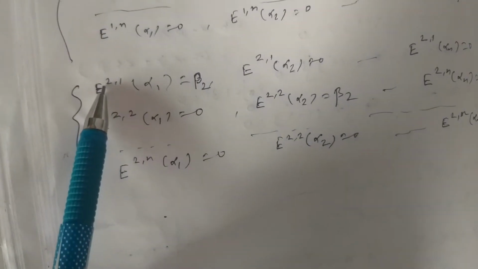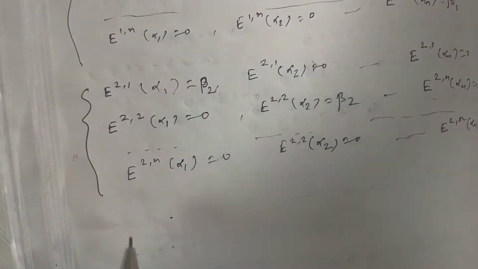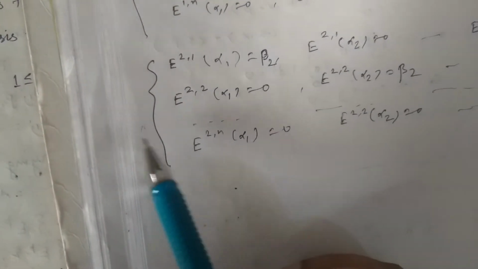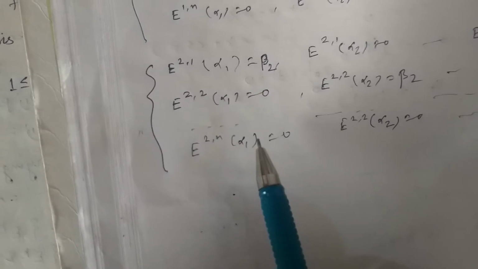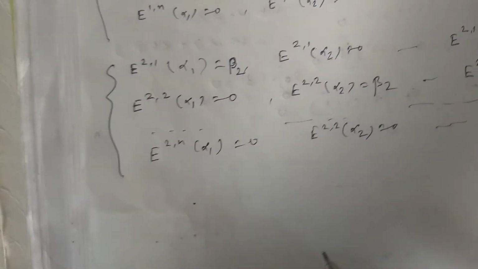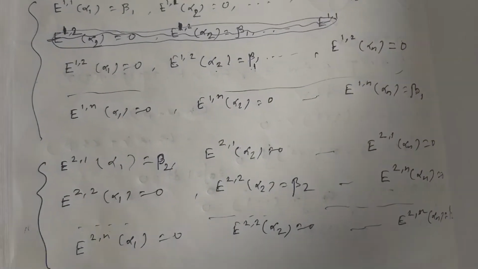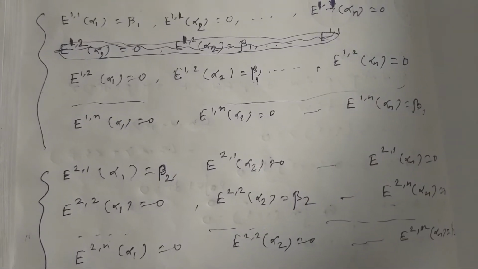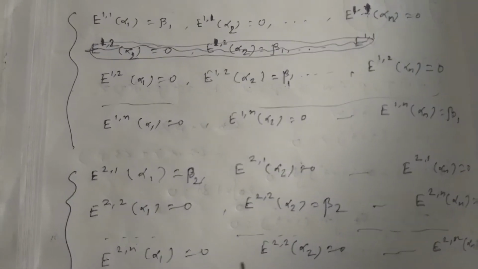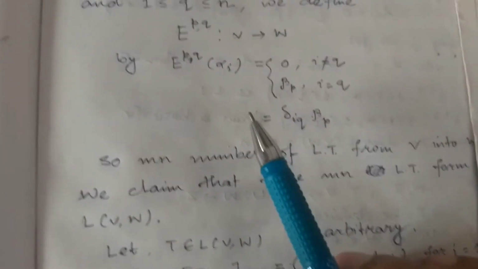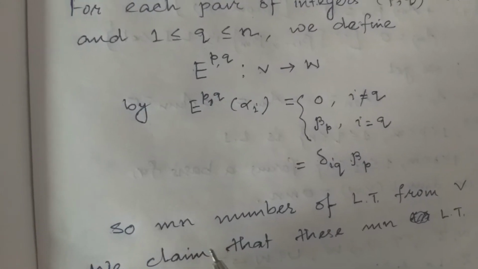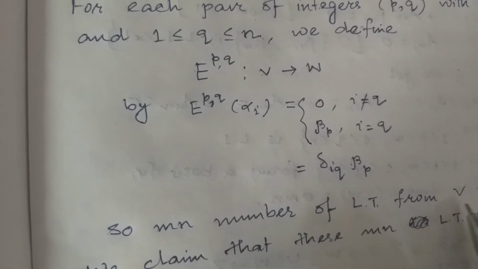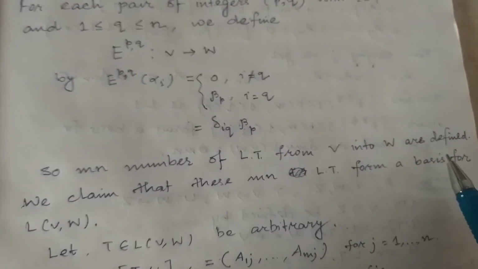So the first index 1, next 2, next 3, and so on, up to Em1. So m sets, and each set contains n transformations. So mn transformations, we get the actions of mn transformations in this way. Okay, I am showing it, otherwise you cannot understand from only this. So these mn linear transformations from V into W are defined.